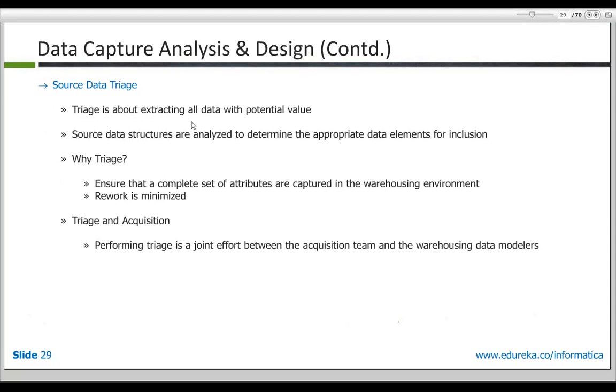So source data triage is about extracting all data with potential value. Source data structures are analyzed to determine the appropriate data elements. Your source may be multiple. It may have n number of columns, or it may not have the columns which you require in your target. You might have to derive that column by using multiple source columns. All those things should be clearly defined in your design document.